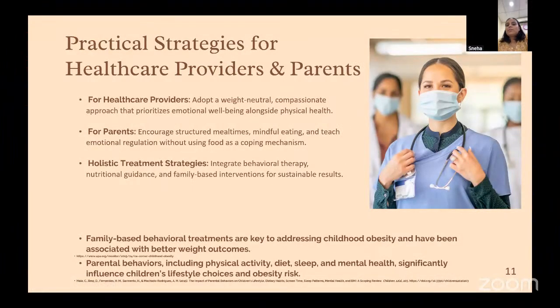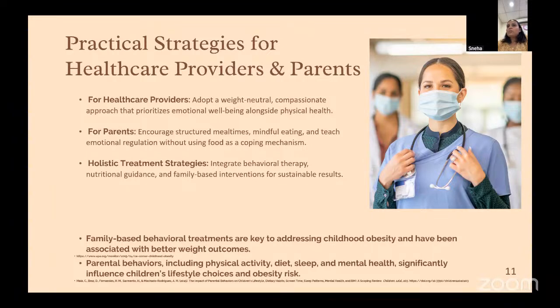So coming to some practical strategies for healthcare providers, we need to adopt a weight-neutral, compassionate approach, right? That prioritizes the emotional well-being as well as the physical health. For parents, it starts with the family. Whatever changes we want the child to make, we need to start with the parents first, so that they can model the behavior for the child, right?